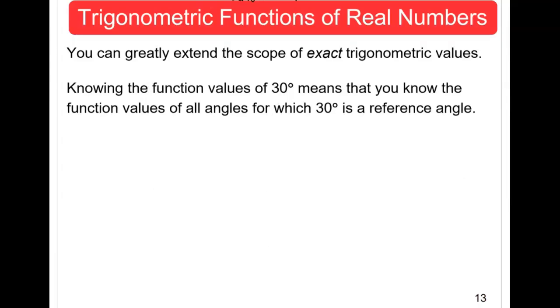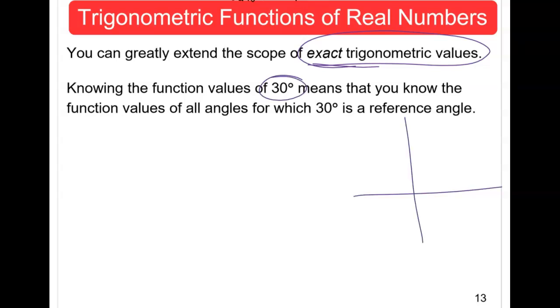You can really extend the scope of exact trigonometric values without the use of your calculator. Knowing the function values of 30 degrees means that you actually know a lot, and you know everything that has the same reference angle of 30 degrees. And so when I say that, let's say that this is 30 degrees.